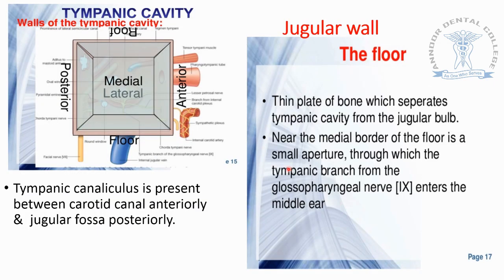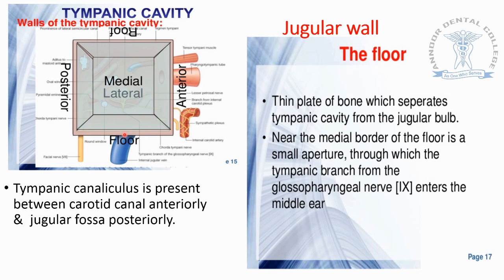The floor, or jugular wall, is formed by a thin plate of bone which separates the middle ear from the superior bulb of the internal jugular vein. The superior bulb of the internal jugular vein lies in the jugular fossa on the inferior surface of the petrous part of the temporal bone. Hence the jugular fossa forms the floor of the middle ear.